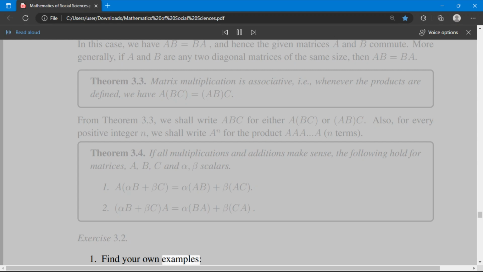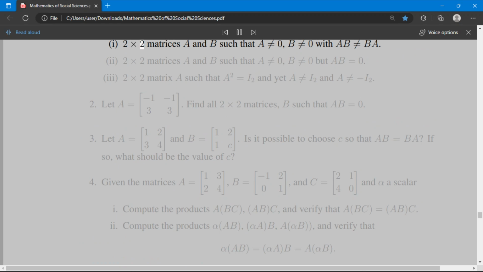Exercise 3.2. 1. Find your own examples. 1. 2 times 2 matrices A and B such that A not equal to 0, B not equal to 0, with AB not equal to BA. 2. 2 times 2 matrices A and B such that A not equal to 0, B not equal to 0 but AB = 0. 3. 2 times 2 matrices such that A^2 = I2 and yet A is not equal to I2.